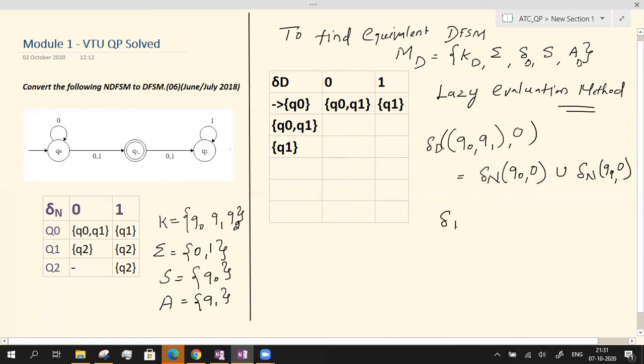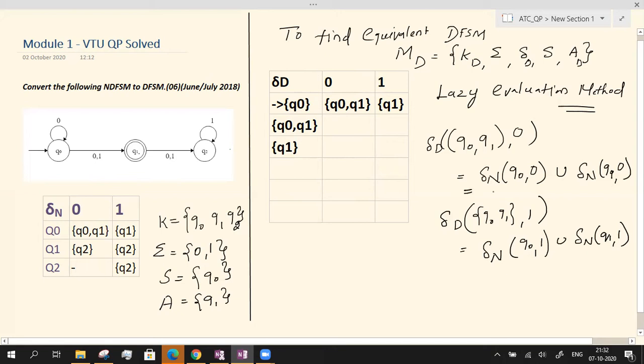So δ_D of {Q0, Q1} comma 1. I mean, you are trying to define the transition on 1. We have to refer to the NFSM transition table. It is very simple: δ_N of (Q0, 1) union δ_N of (Q1, 1). So how to do this?